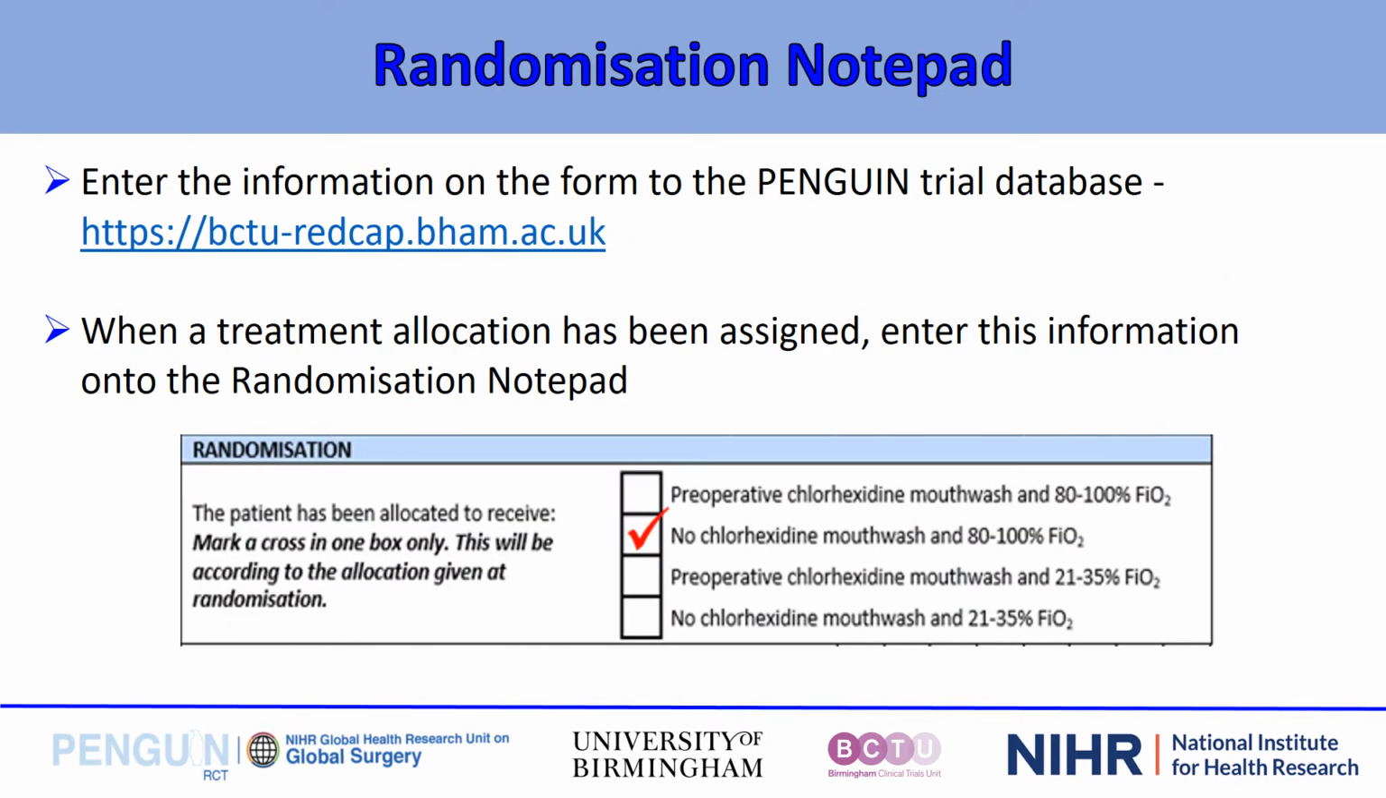When the paper randomisation notepad has the required information to randomise the patient, this can now be added onto the Penguin trial database, where the patient will be randomised to a trial intervention. The database can be accessed following the link in this slide. When a treatment allocation has been assigned, enter this information onto the randomisation notepad to complete the form. The patient is now ready to receive the allocated interventions.